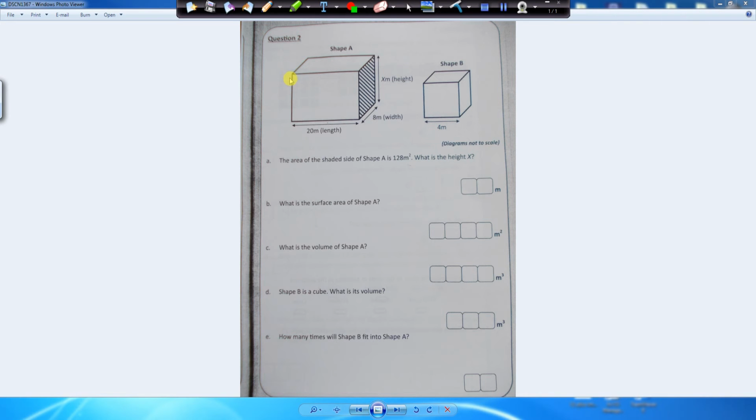Okay, now let's have a look at what that means. The area of the shaded side is 128, which is talking about which side here? This one. Now, how do you work out the area of a rectangle?